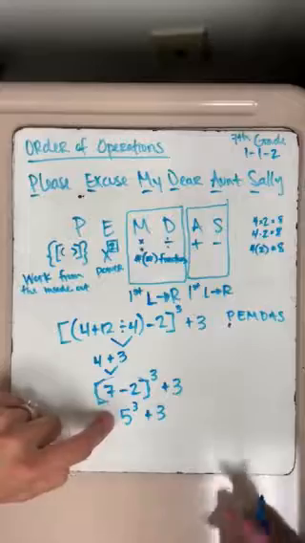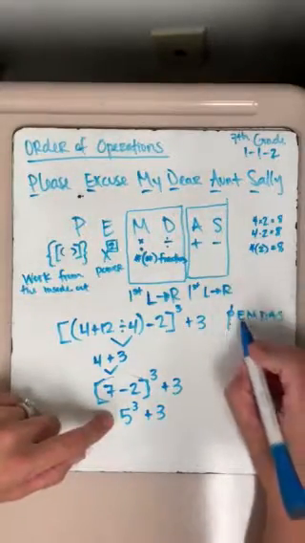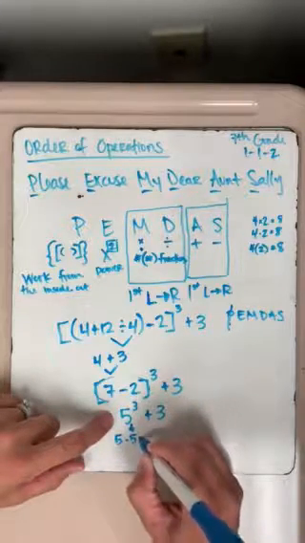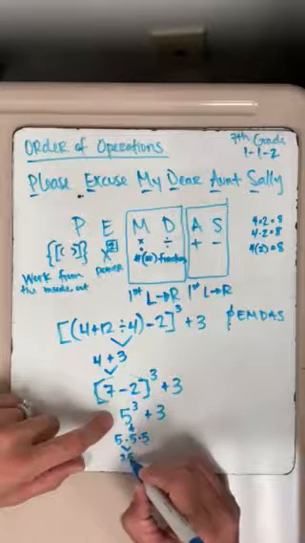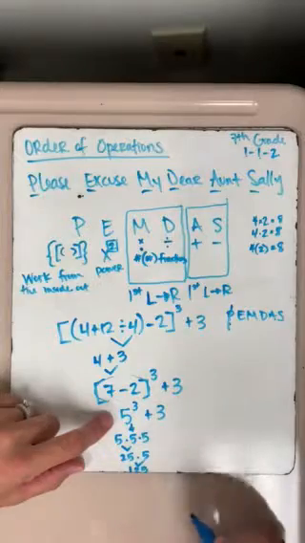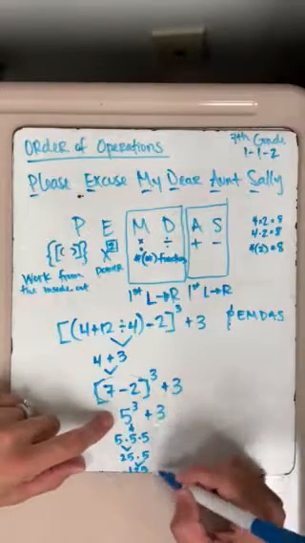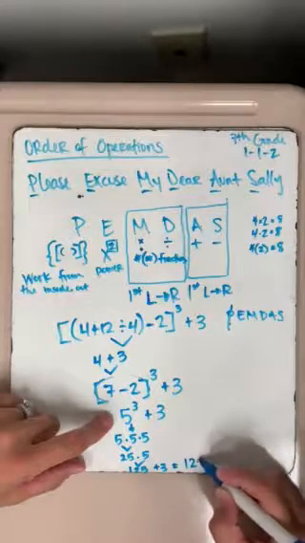So at this point, I've done all of my parentheses. Now I need to work on exponents. So this really means 5 times 5 times 5. 5 times 5 is 25, times 5 is 125. And then, so I've done all of that. I bring down my plus 3. I get my total, which is 128.